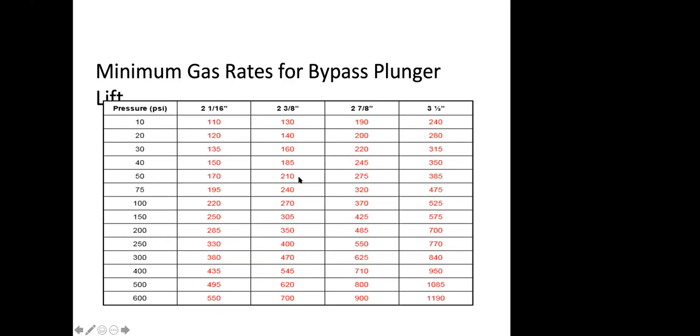Again, a bypass is a minimal shut-in plunger. A plunger is going to fall against flow and greatly reduce the amount of time your well is shut in in a given 24-hour period. So will this well support a bypass plunger? It will if it has 210 MCF at 50 pounds flowing wellhead pressure. If your well is making 120 MCF at 50 pounds flowing wellhead pressure, we're probably going to have to look at the conventional. So this is just a quick way to say, do I need to go conventional on this, or do I need to start looking at a bypass? If it's making 300 MCF of gas at 50 pounds wellhead pressure, I'm going to look at a bypass application first.